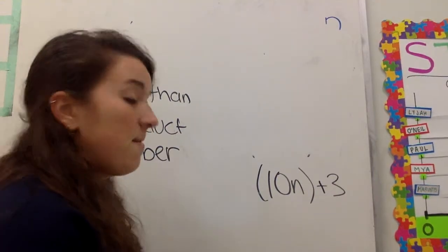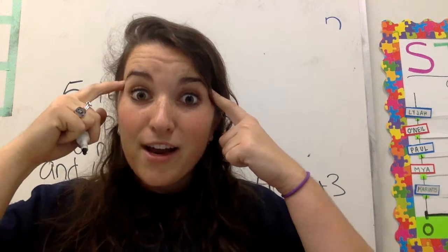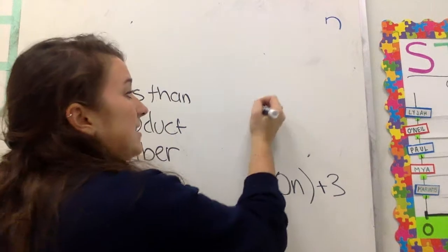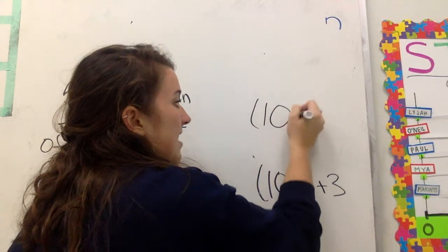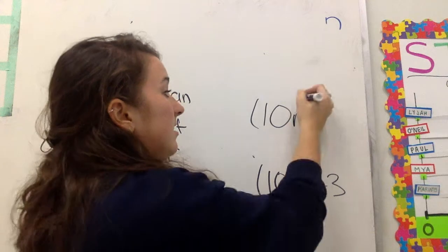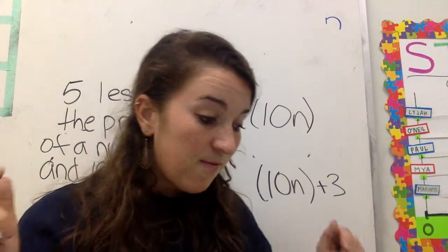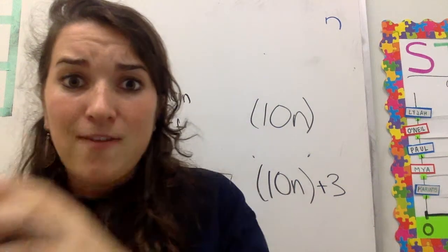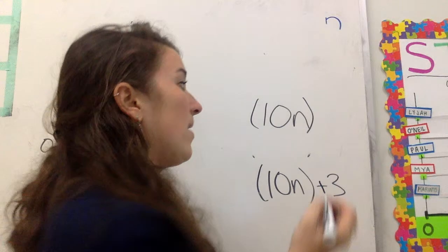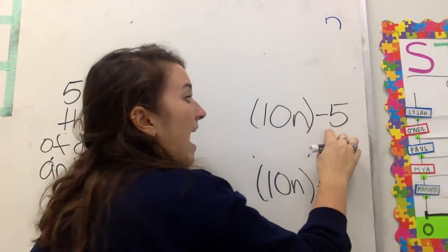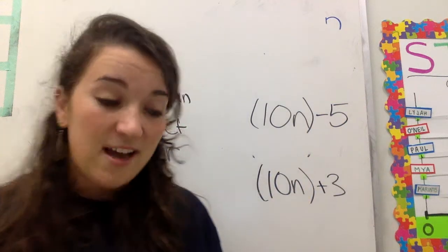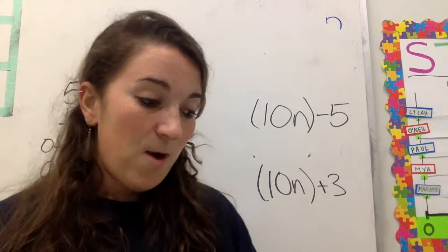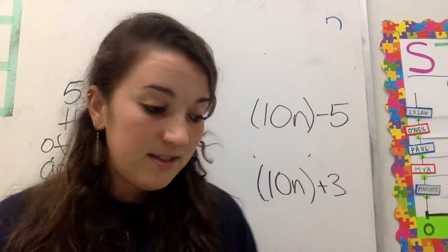So we know it says 5 less than the product. Product, bing, that means parentheses, right? Because it's asking for an answer. So I'm going to group that together. So it's 10n again, same as B down here. But it's asking for 5 less than. 5 less than means we're taking 5 away. So the 5 goes at the end. This is 5 less than the product of a number and 10. Okay, copy this down under number 1, then we're going to move on to number 2.